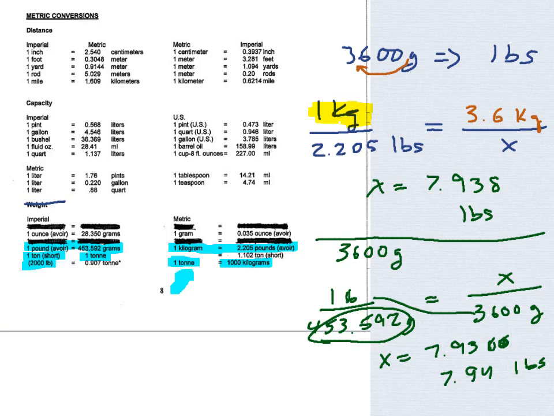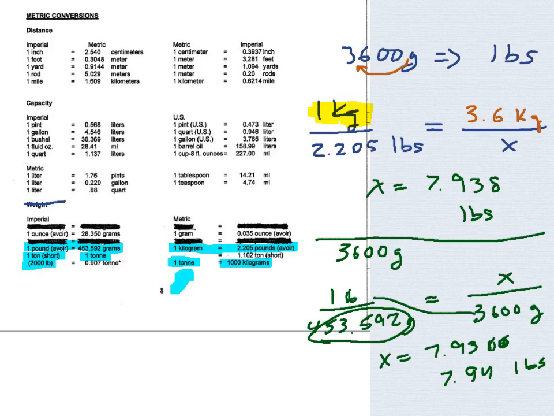Bottom line, when you're doing any kind of a metric to imperial conversion or imperial to metric conversion, your first job is going to be to find out which conversion factor to use from your table, and then take that conversion factor and convert it into a half of a proportion. Put your given information in the other half, fill in your X in the correct spot, cross multiply and divide, and then watch your rounding.